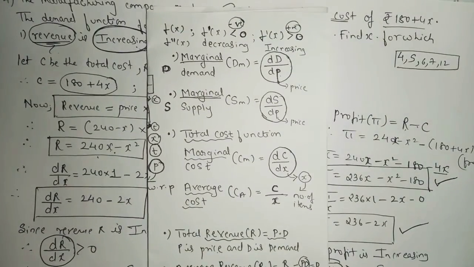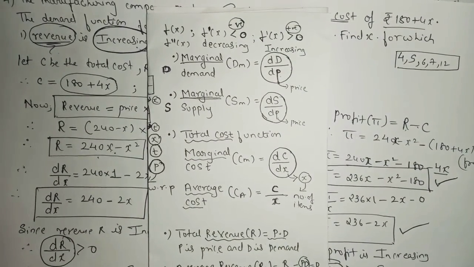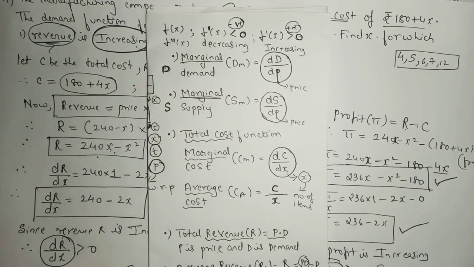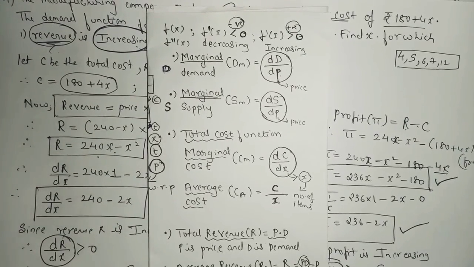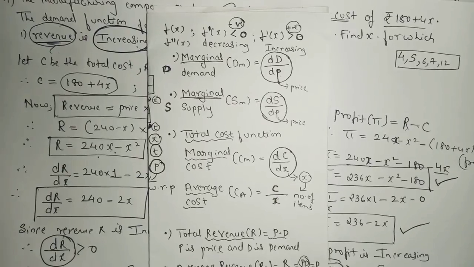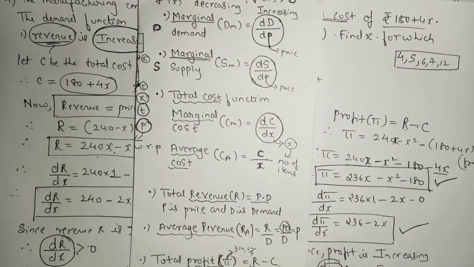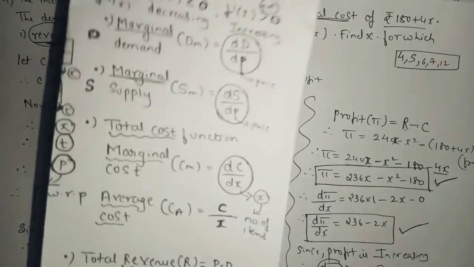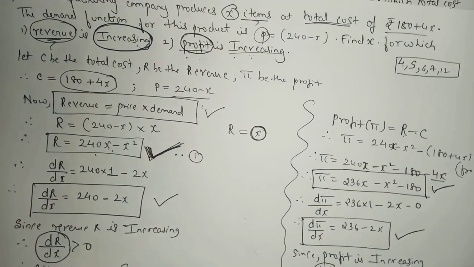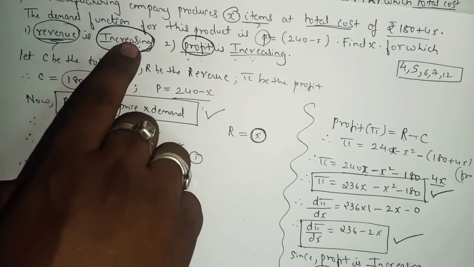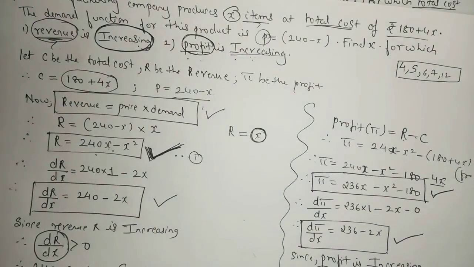Okay, so your 4.2 and 4.4 exercises are almost the same, and in both exercises the concept is the same, only we have to find the increasing and decreasing function. But in this exercise you have some formulas which you have to remember and apply. Just remember, whenever you have to find that revenue is increasing, anything increasing or decreasing, that means you have to find the derivative of that thing.